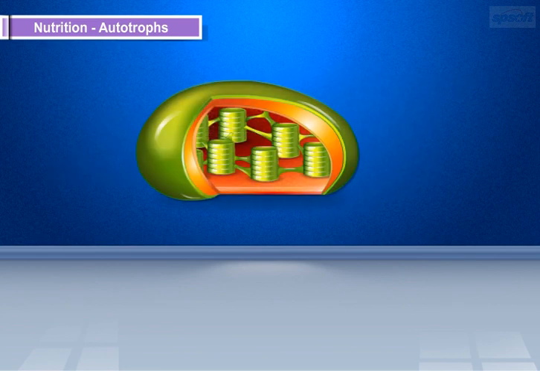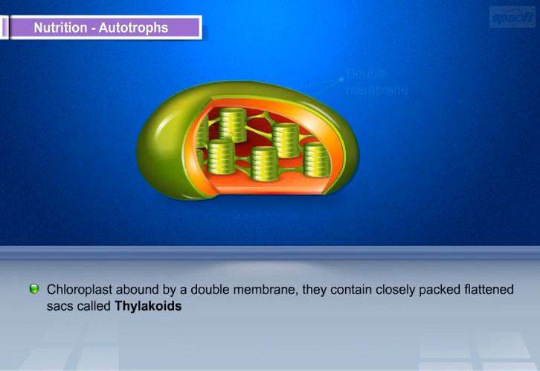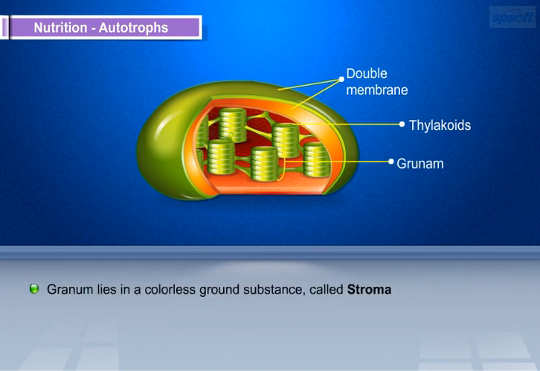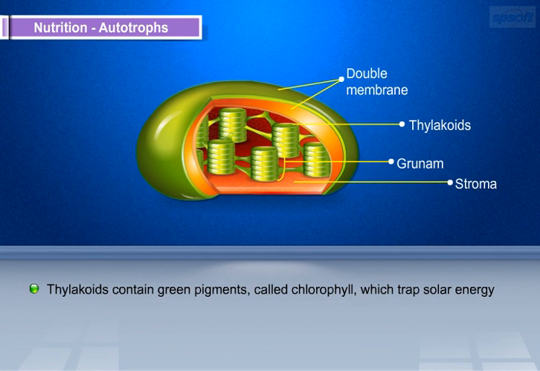Let us discuss chloroplasts. Chloroplasts are bound by a double membrane. They contain closely packed flattened sacs called thylakoids. Thylakoids are arranged in piles called grana. Grana lie in a colorless substance called stroma. Thylakoids contain green pigments called chlorophyll, which trap solar energy.